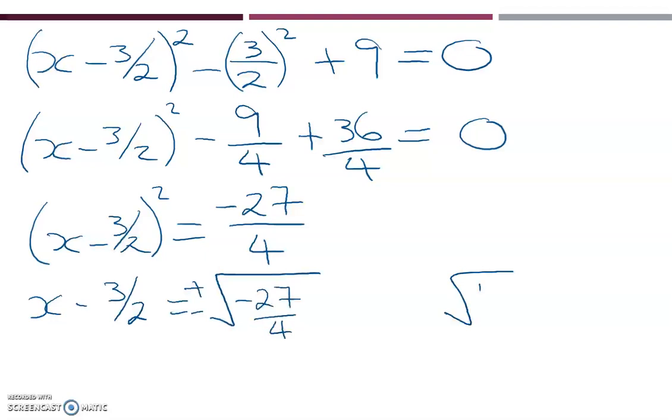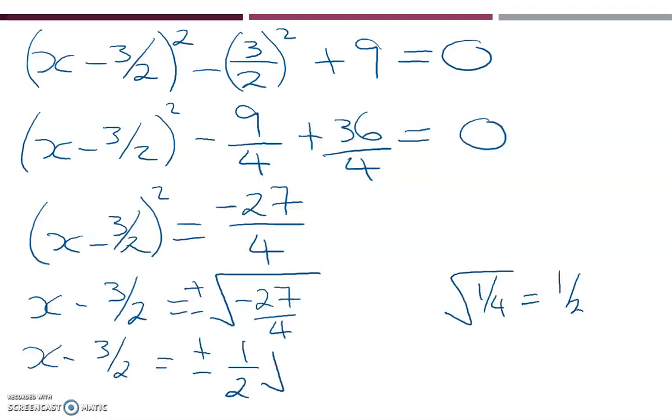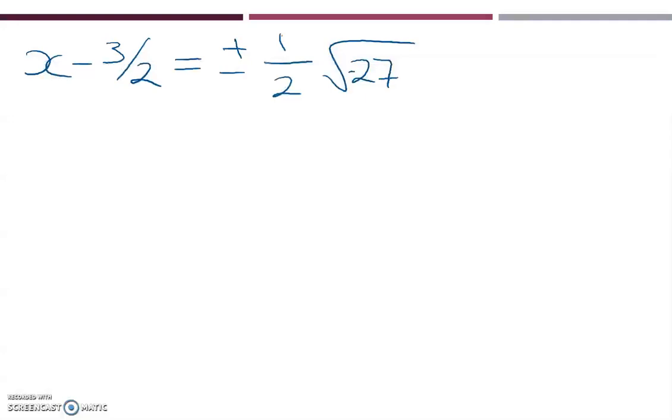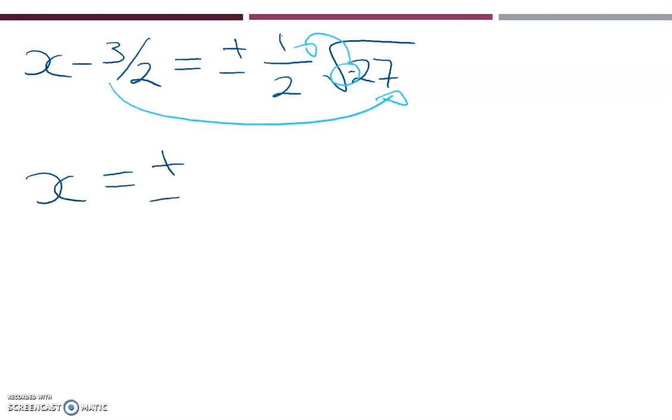The square root of 1/4 equals 1/2, so I'm going to take that out the front. Then I'm going to remove the negative as an i. Bring that out the front, and I'm going to move this to the right hand side. So I end up with x equaling plus or minus half i root 27 plus 3 on 2.